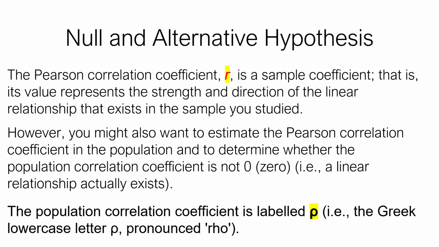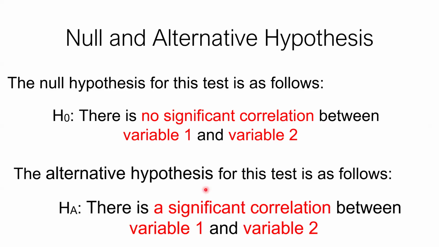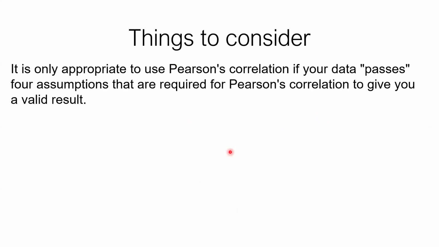Now, how do we formulate our null and alternative hypothesis as we follow our institutional research format? The null hypothesis will be stated in this manner: there is no significant correlation between variable 1 and variable 2. Correspondingly, the alternative hypothesis would be that there is a significant correlation between variable 1 and variable 2.